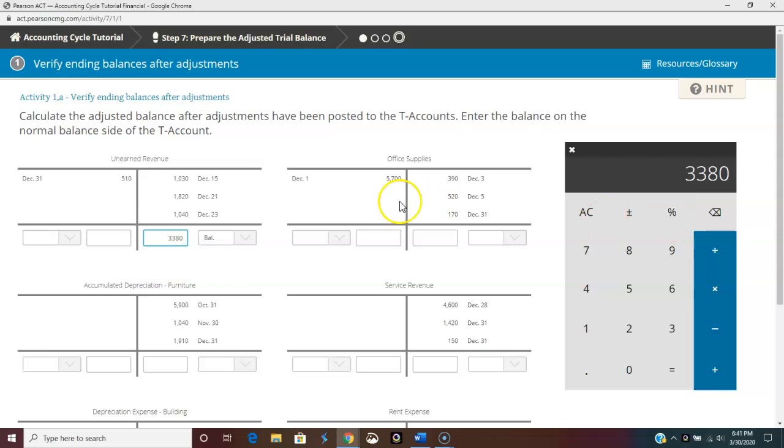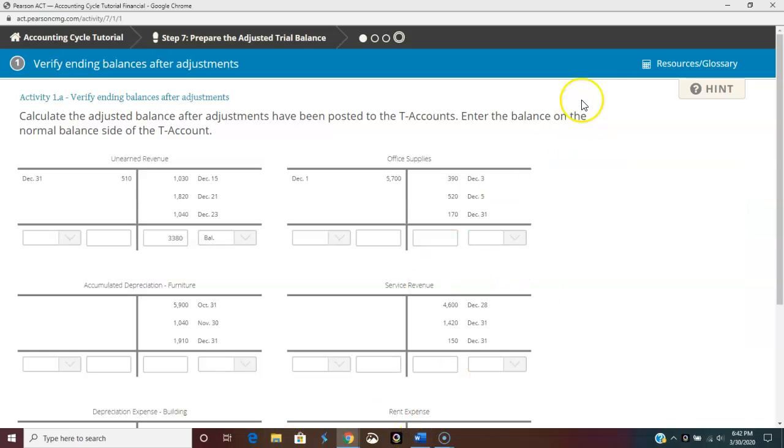Office supplies should have a debit balance, correct? Because it is an asset. So what we're going to do here is clear that and go 5,700 and then subtract all of the credits. The 390, minus 520. What am I doing? 5,700 minus... why does it go back to 0? It hates me. All right, let's try it this way. 390 plus... it's going back to 0. Try it again.